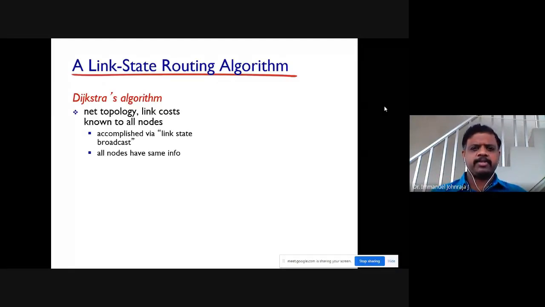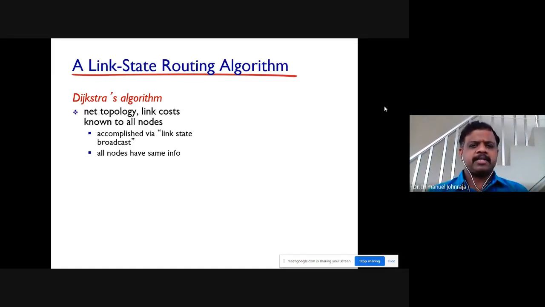We have seen in one of the topologies where U, V, W, X, Y, Z were the names of the routers, and there were costs involved. So Dijkstra's shortest path algorithm needs the link cost to be available, and it is exchanged across the broadcast information. Second important thing is, all the nodes have similar information. They don't have unique information, but they have uniform information about the cost.